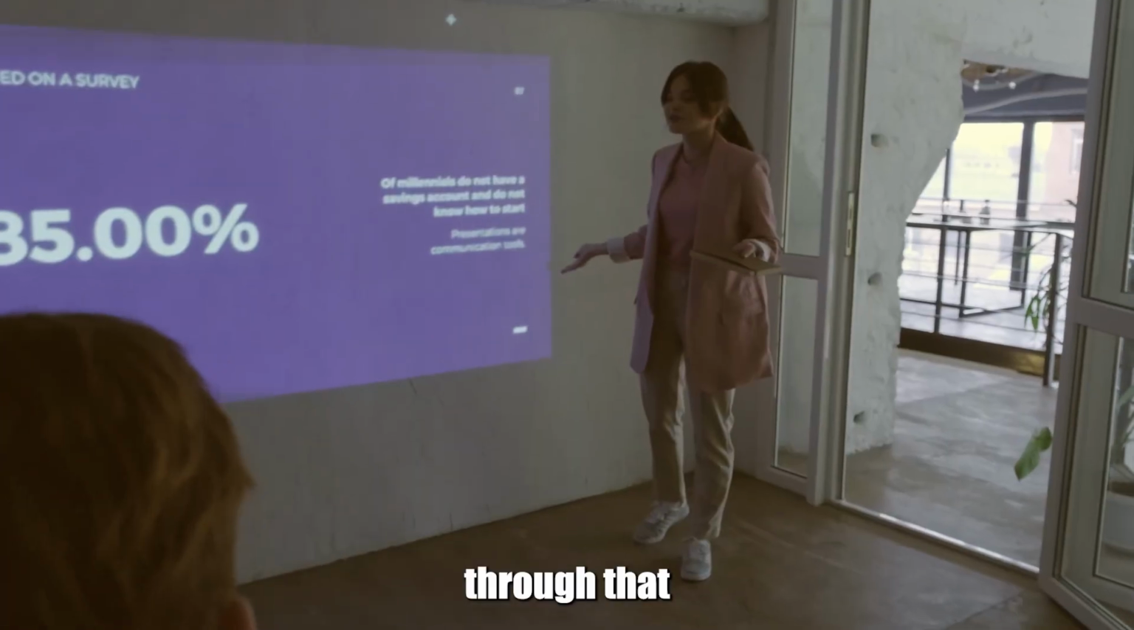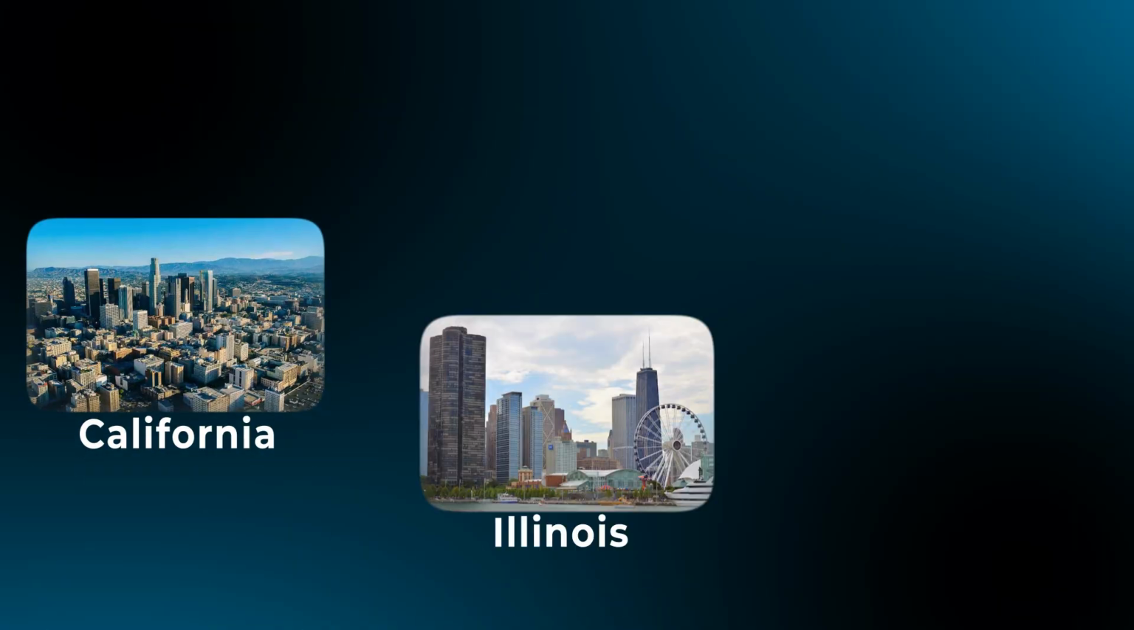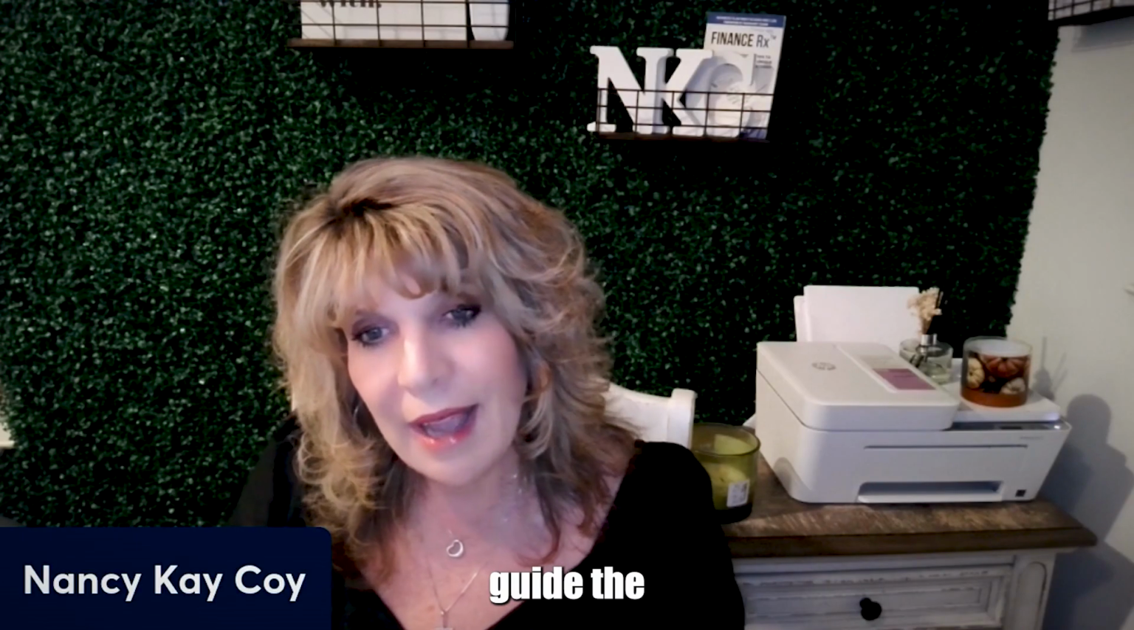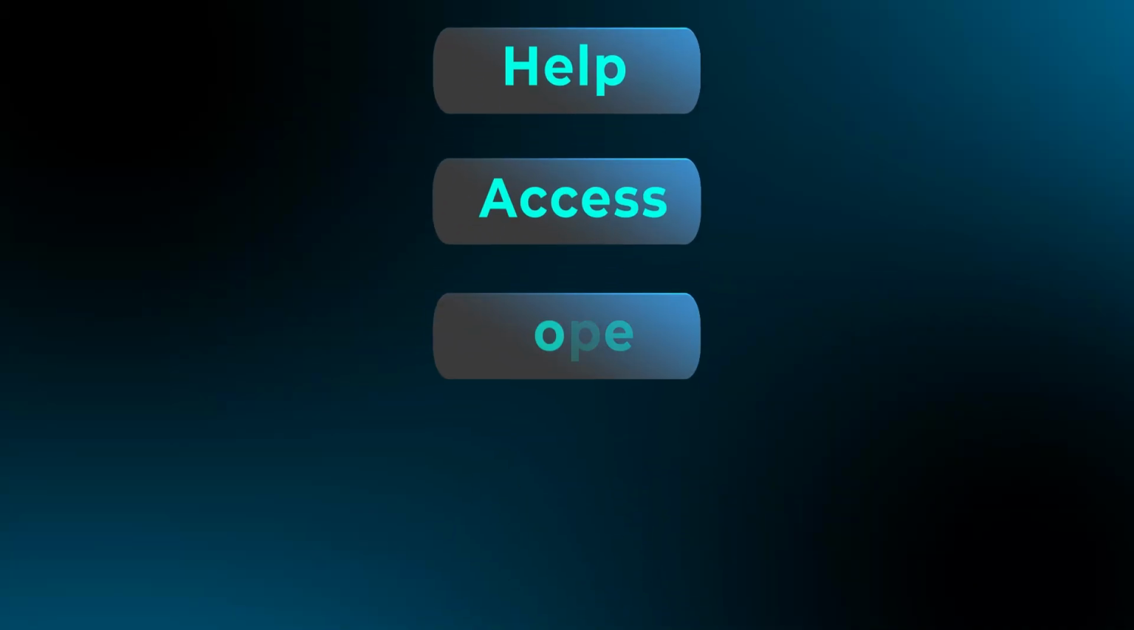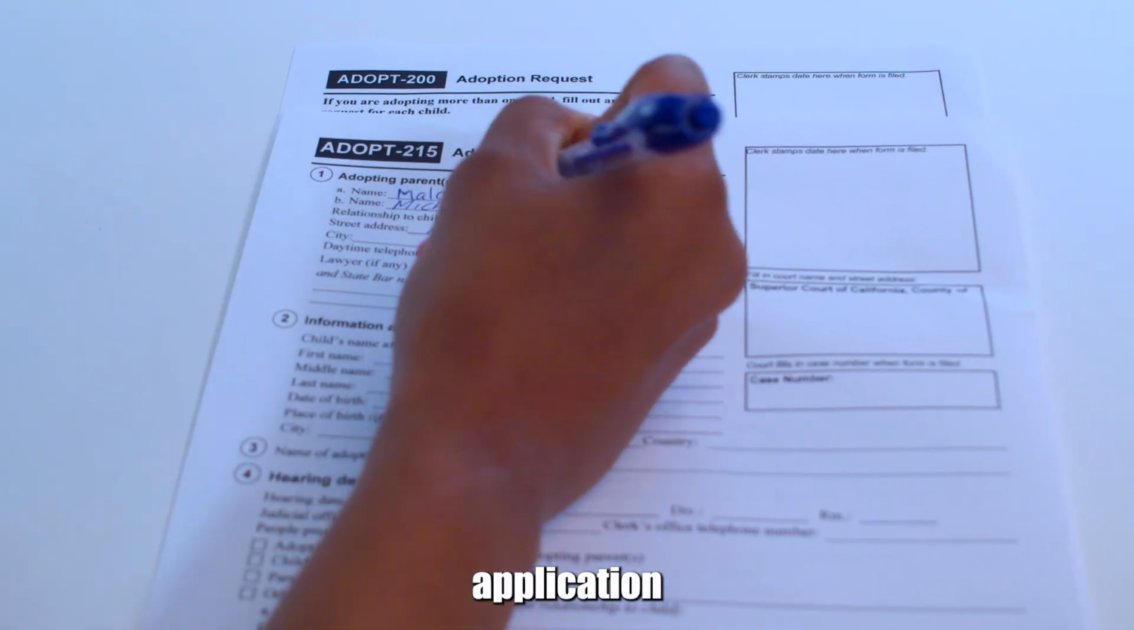So Alex goes through that presentation. I do want to say that there's 3 states that we have to be a little careful how we do this. And that's California, Illinois, and New York. But we want to guide the patient through their options and we want to help them. We want to provide them with access. We want to provide them with hope, never selling anything. If we can guide them through the application process, that's ideal. However, in those 3 states, the patient must complete the application process by themselves.